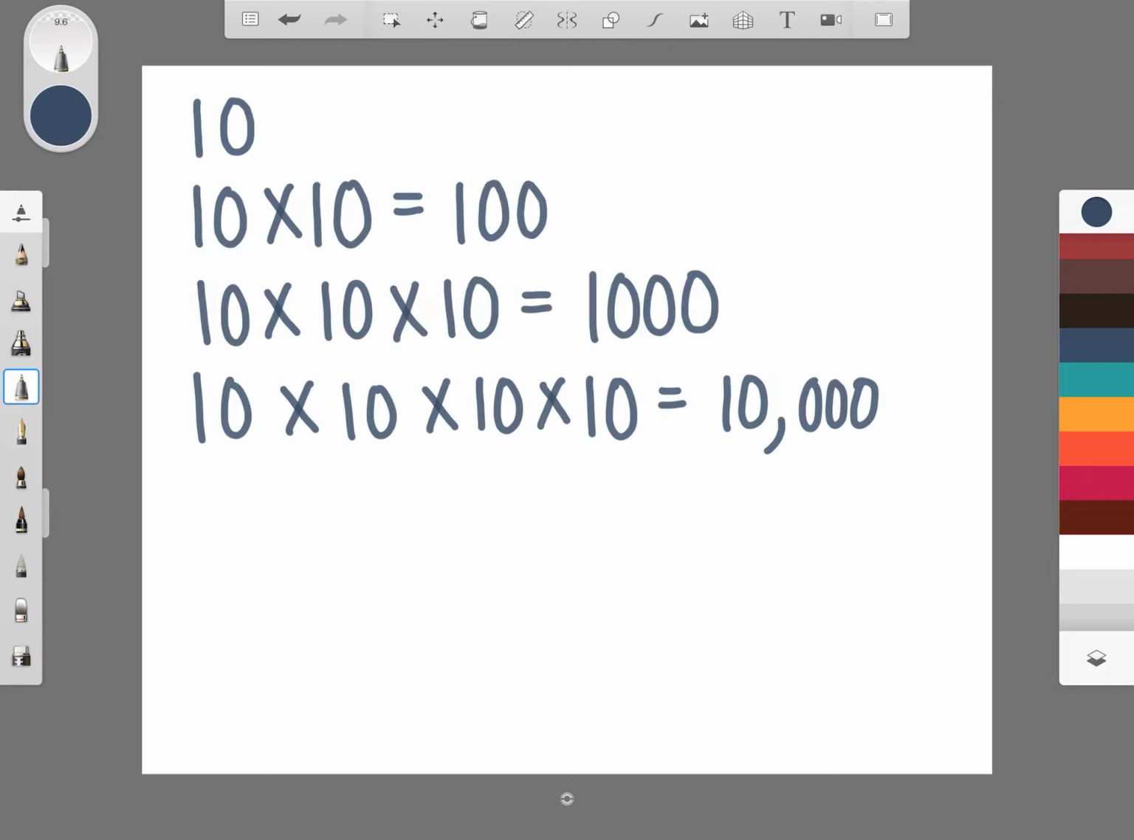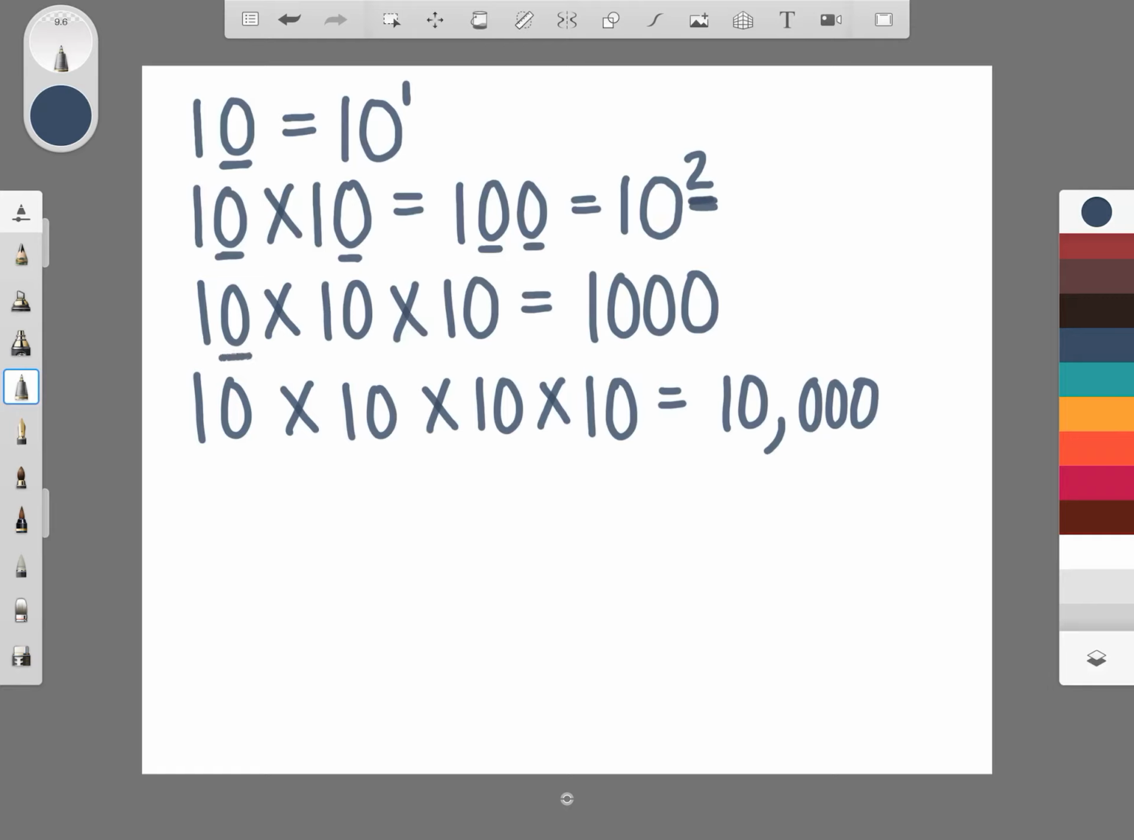But notice that here we have 1, 0. This can be written as 10 to the first power. In the next one, we have 2 zeros in the factors, 2 zeros in the product, and we can write this one as 10 to the second power. Basically, the power tells us we have 2 tens multiplying each other, 10 times 10. It also means that we have 2 zeros in our product.